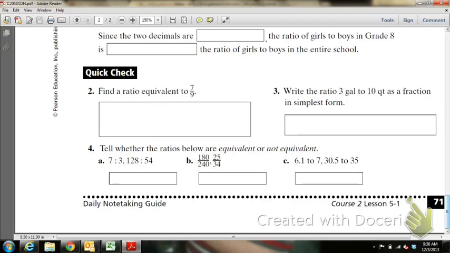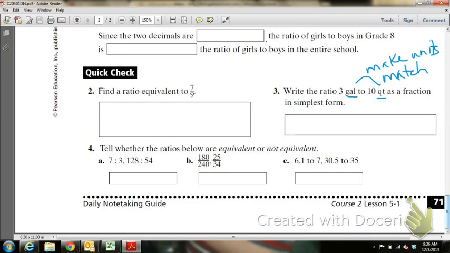In quick check 3, write the ratio of 3 gallons to 10 quarts as a fraction in simplest form. You need to make these match, and then reduce. Okay, so remember how many quarts are in a gallon.